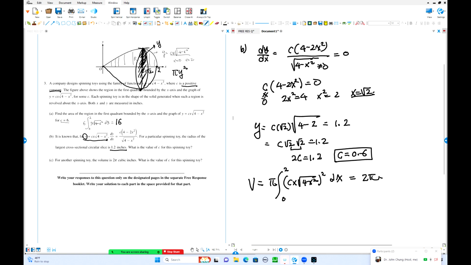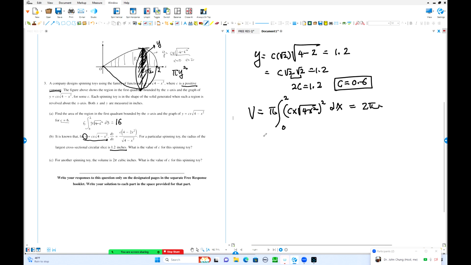From here, we're going to find the value of C again. This is the question, I think. Now we're going to find this one. There's a lot of work. Pi times the integral from 0 to 2 of the square, C squared x squared, times the radical, 4 minus x squared, dx. Okay? Now let's find this one.